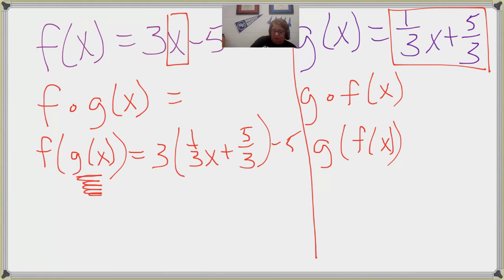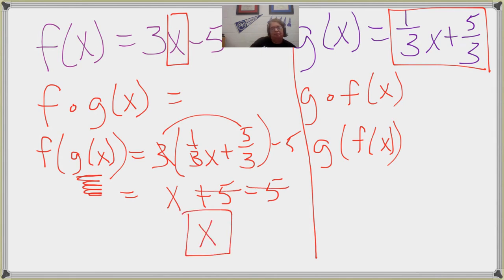Okay, now what can we do with this? We can distribute. 3 times 1/3 is 1, and 3 times 5/3 is 5. And we have this minus 5 on the outside. What else can we do? We can do 5 minus 5, right? Those 5's cancel out, and what's left is x.